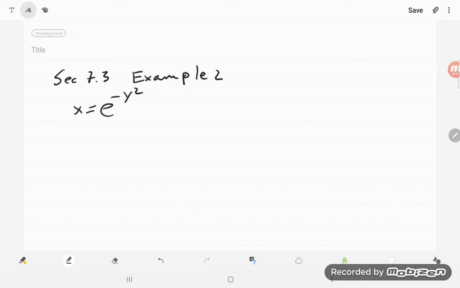Now, I suppose they could have started with what? That negative y squared was the log of x. And so that would have been y squared was minus the log of x, which is kind of interesting. And then if I'm going to be able to take a square root of something like that, y equals the square root of minus log of x.